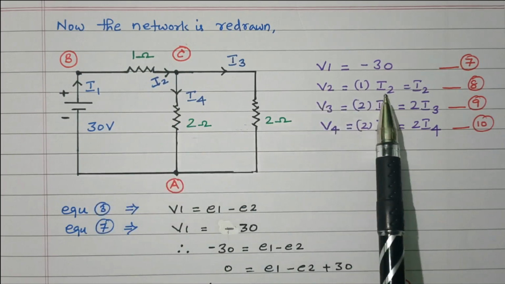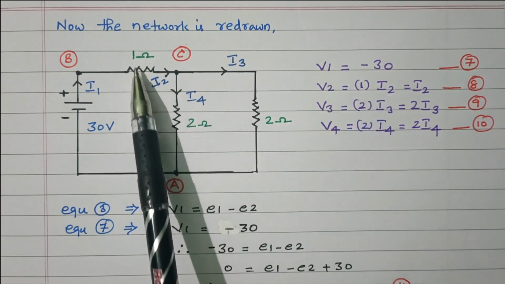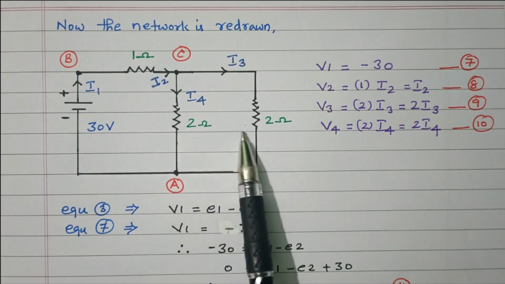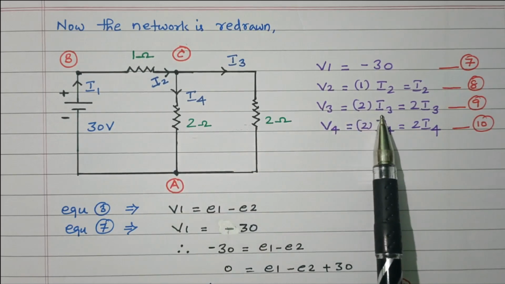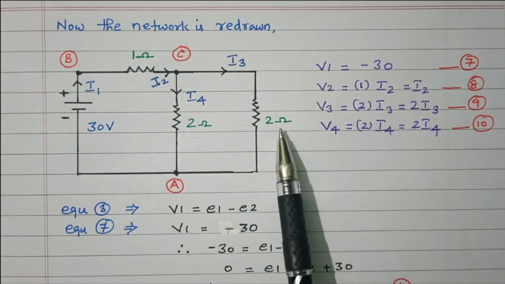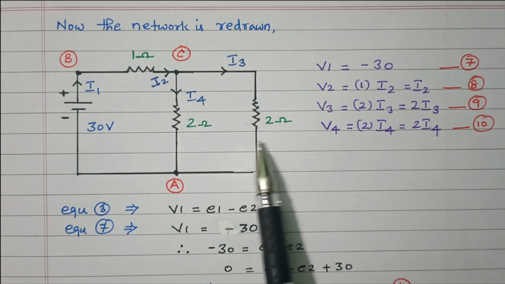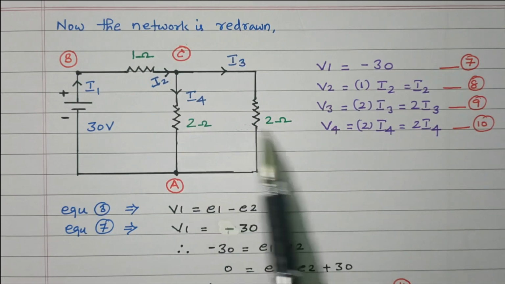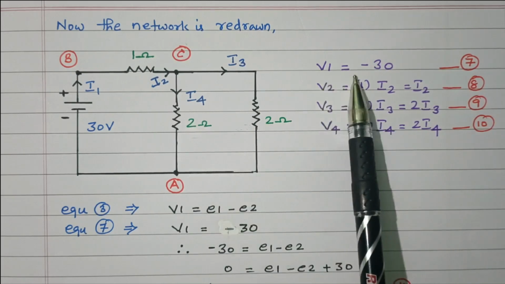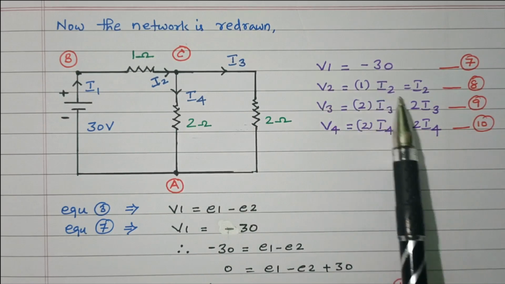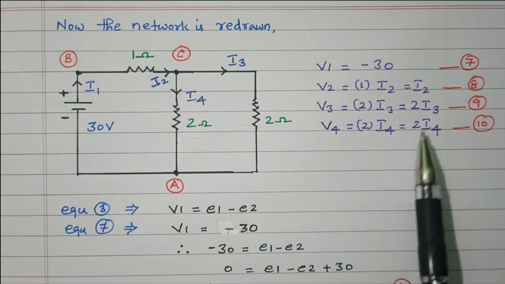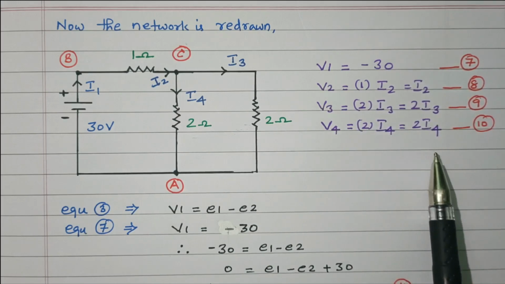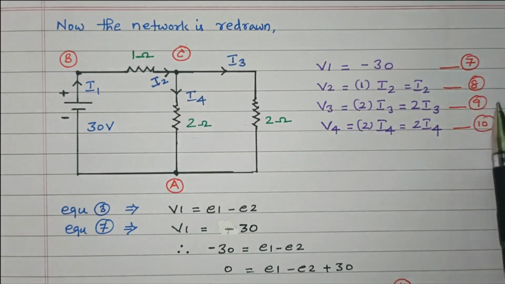V2: V equal to I into R. I is I2, R is 1 ohm, so 1 ohm into I2. Then V3 equal to I into R, I is I3, R value is 2 ohm, so 2 into I3. Similarly V4 is 2 into I4. So V1 equal to minus 30, V2 equal to I2, V3 equal to 2I3, V4 equal to 2I4. These are equations 7, 8, 9, 10.